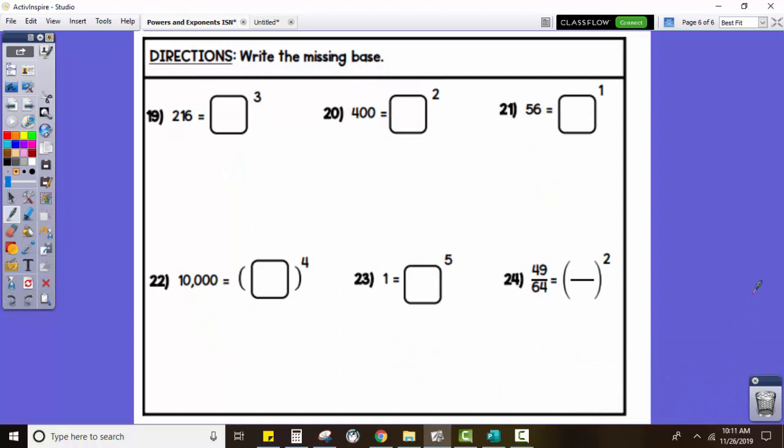Okay, and last part here. Now we're really going to stretch our thinking here. So it says, write the missing base. This is going to take a little bit of guess and check probably, unless you have really strong number sense with multiplying numbers repeated times. So I need to figure out what number multiplied by itself 3 times is going to get me to 216.